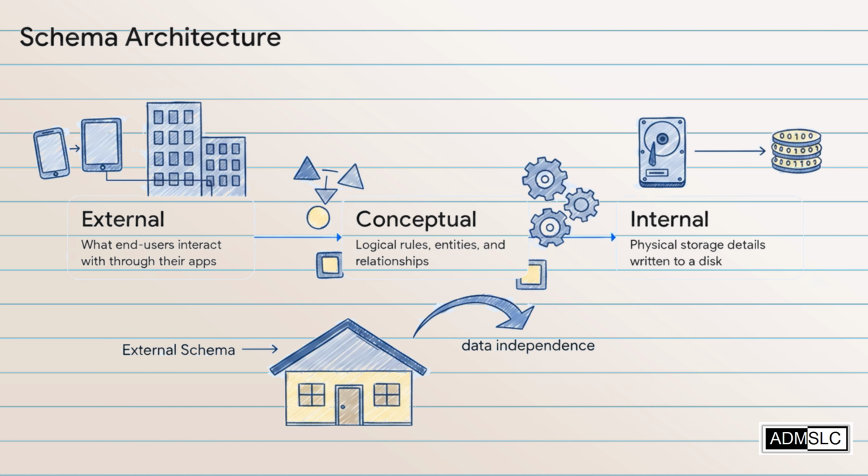This separation is brilliant because it gives us what we call data independence. Imagine a house, right? Data independence means you can completely swap out the internal plumbing or wiring, the internal schema, without having to tear down the walls or change how you experience sitting in the living room, the external schema. It's what makes our systems incredibly resilient.